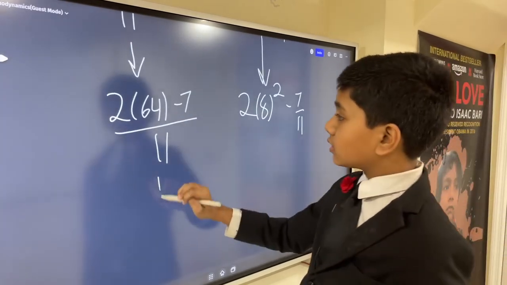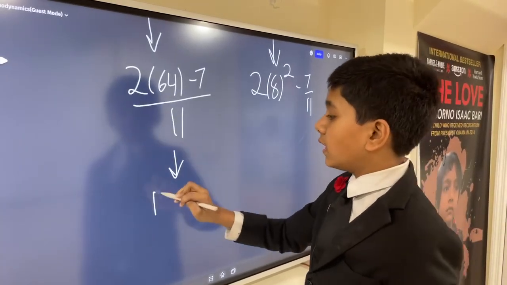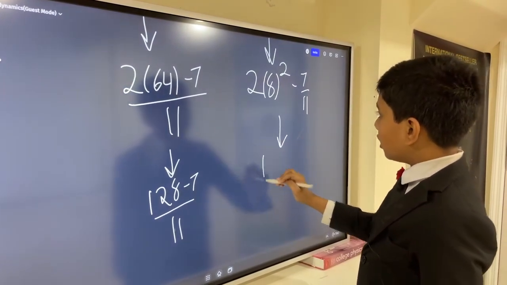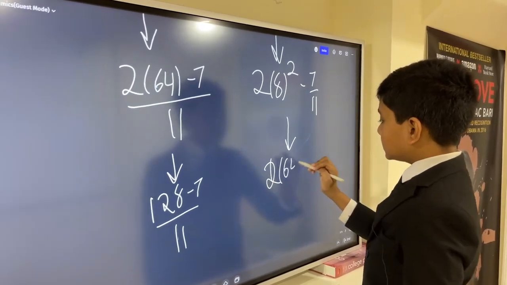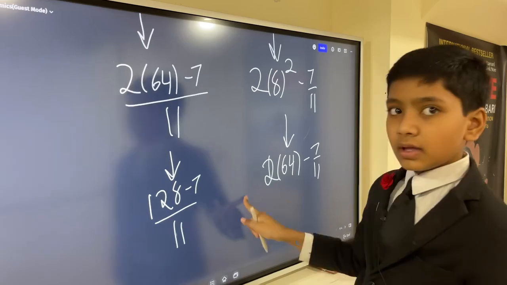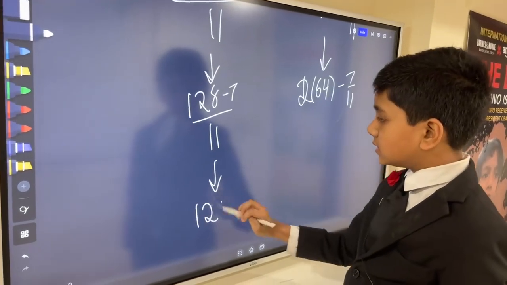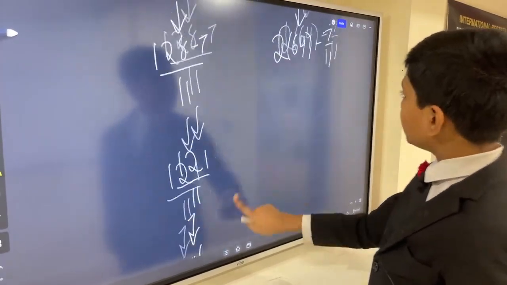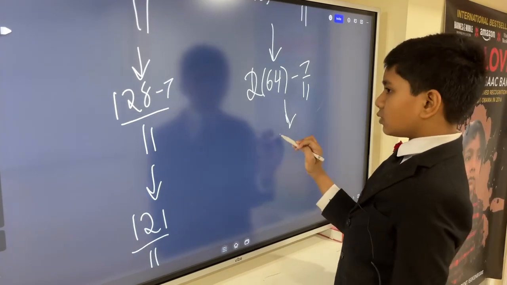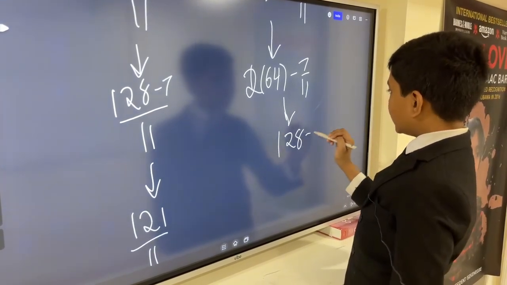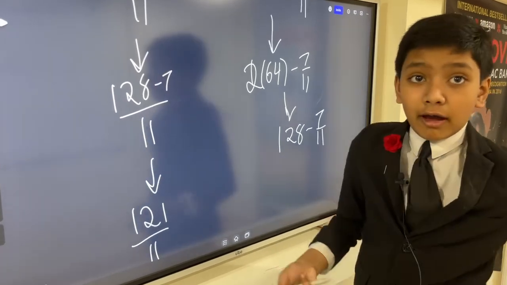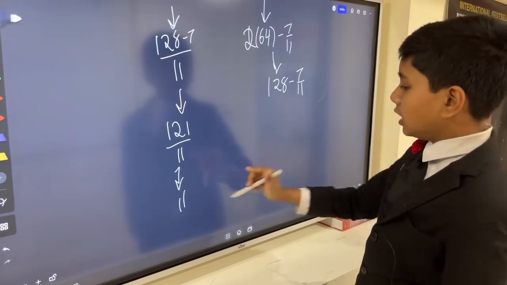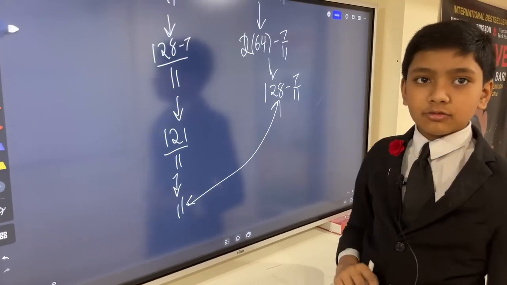Now, the guy on the left thinks 2 times 64 is just 128. And this guy thinks, 8 squared is 64. Now this guy is like, so this is just 121 over 11, which is 11. Meanwhile, this guy is like, this is 128 minus 7 over 11. I don't know how I'm going to do that one. So, these two got different answers. Obviously, these two are different.